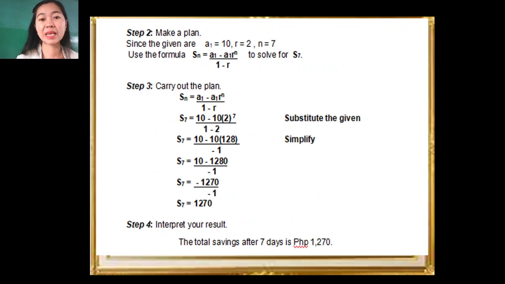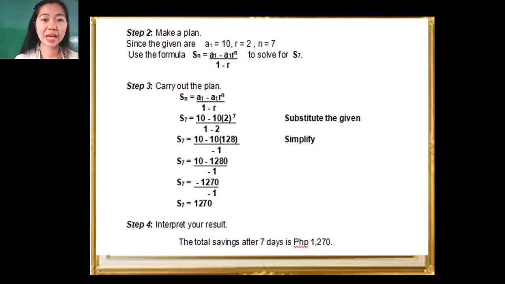Dahil ang given natin ay A sub 1, 10, may common ratio tayo na 2, may number of terms tayo na 7, at ang hinahanap na ay S sub 7. So, the formula for this is S sub n is equal to A sub 1 minus A sub 1 r raised to n all over 1 minus r, since this is a geometric series. For step 3, let us solve.